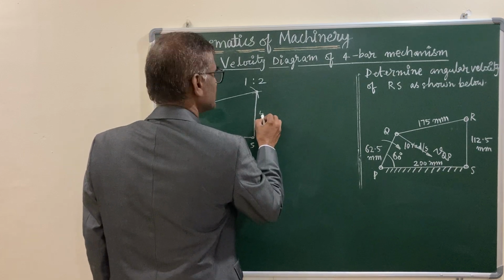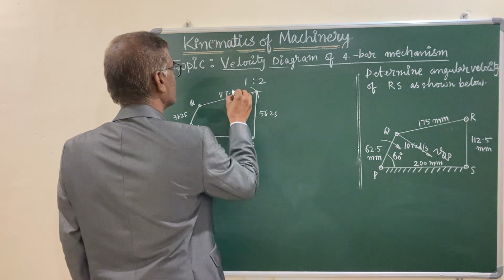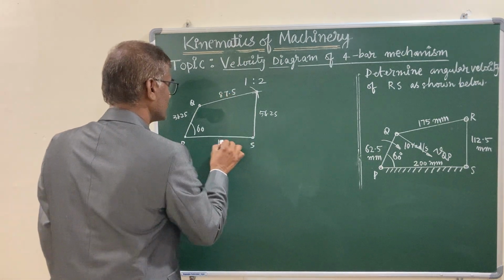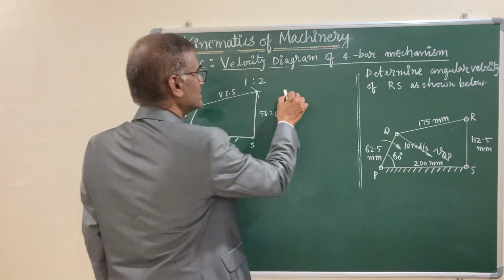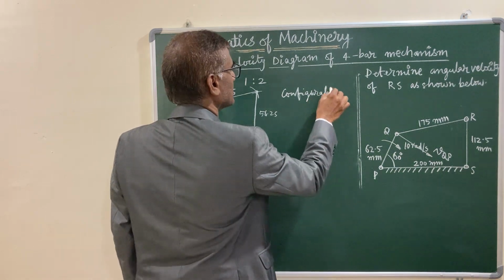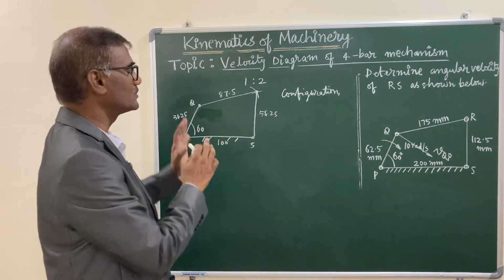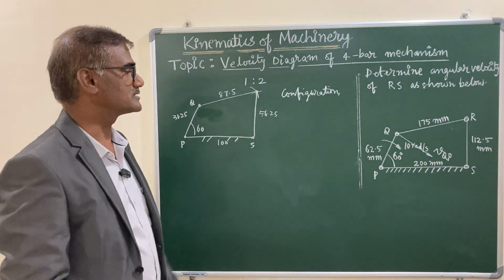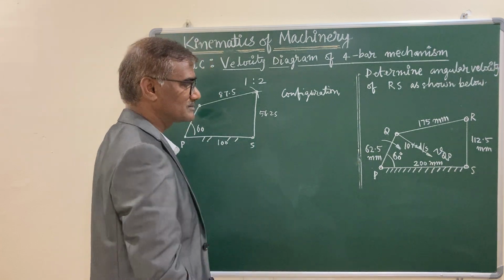This is 56.25 and this is 87.5 and this is of course the 100 mm fixed link. So this is the very first step. Complete the configuration diagram to the scale, and ensure that you accommodate the diagram in A4 size paper. So after this, calculate the velocity of the input link, that is PQ.